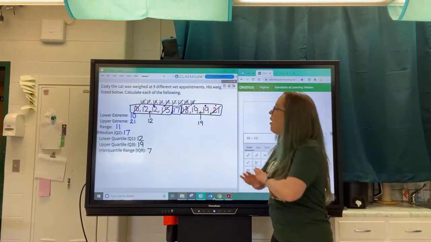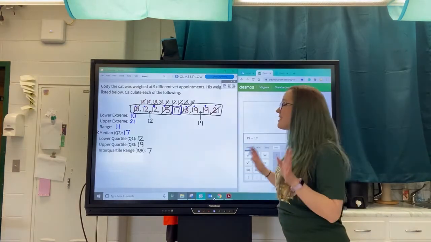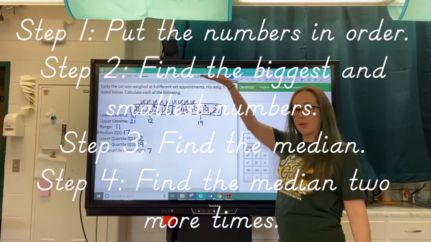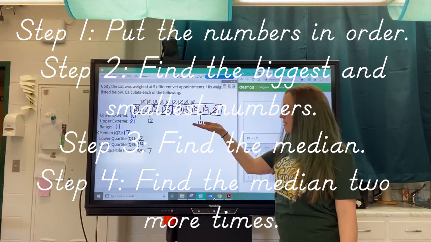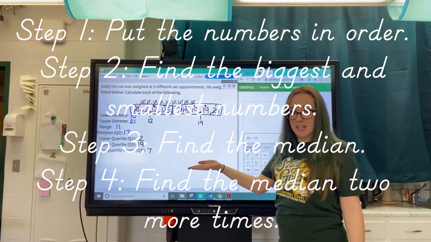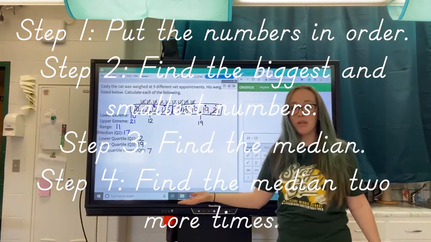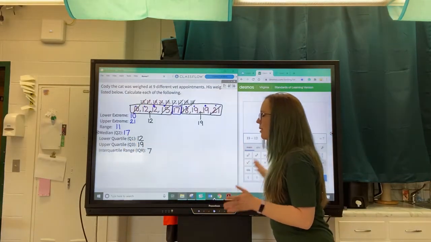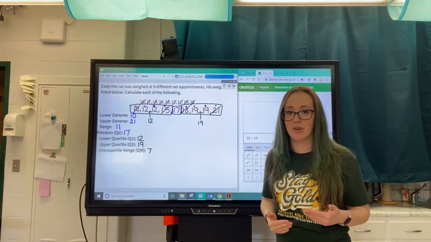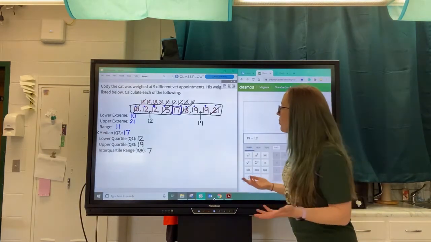Okay, so all of that seems like a lot, but it was: put the numbers in order, find the biggest and smallest, find the median, and then find the median 2 more times. So it's a lot of steps to remember, but none of them are hard by themselves. Okay, and then I'm going to show you why we did that.